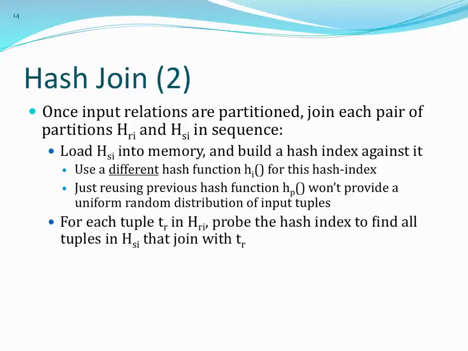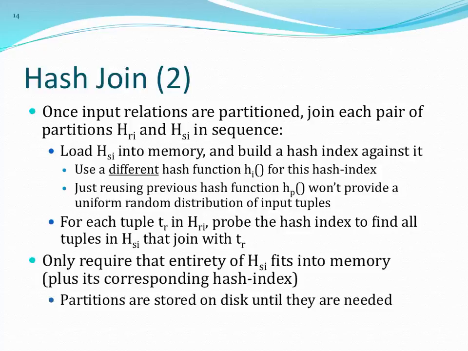And then after that, we have the probe phase, where we run through each tuple in HRi, and we probe this hash index to figure out what tuples in HSi match the tuple we're considering in HRi. The only constraint we really have here is that the partition HSi has to fit in memory, including the in-memory hash index that we built. We don't even have to store HRi in memory because we're just scanning through it tuple by tuple. So we have to be careful in how we build these partitions so that each partition on the right fits into memory.